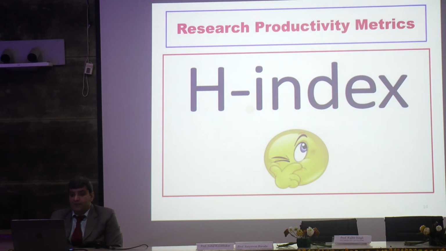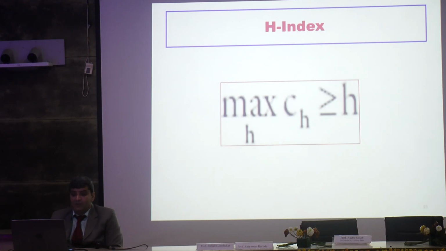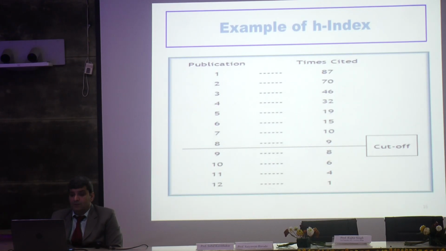Research productivity metric: this is the H index, which is used for measuring research productivity. I have the meaning of the H index here. This is the mathematical formula for measuring the H index, and we have a simple calculation as well. We have used the word maximum. So this is the example.